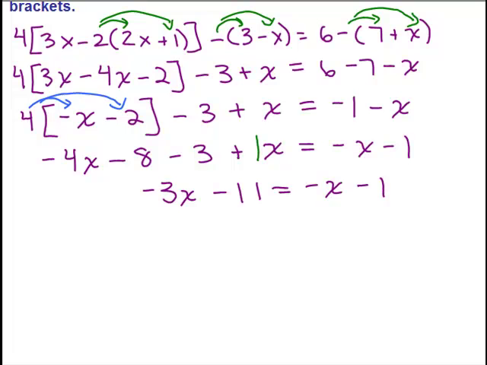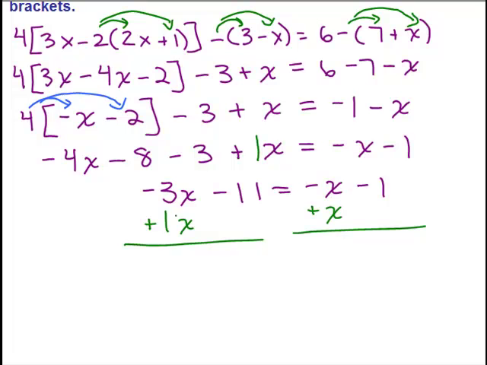So now we're ready to get the variables on one side and constants on the other, because I've eliminated all the grouping symbols and I've simplified each side as much as possible. So we could put the variables on the left or the right. I'll go ahead and put it on the left. So I'm going to add x to both sides. And again, remember, even though you don't see it, that's the same as adding 1x. It's up to you whether you need to see that coefficient or not.